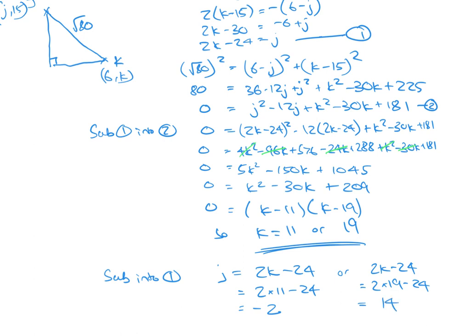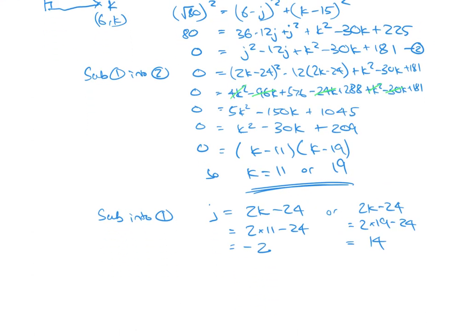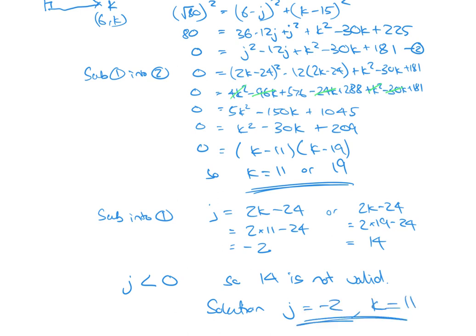Now, in the question, it says that j is less than 0. J is less than 0. So 14 is not valid. Cannot be. So my solution is j equals minus 2, and therefore k equals 11. That's a lot of work for 6 marks.